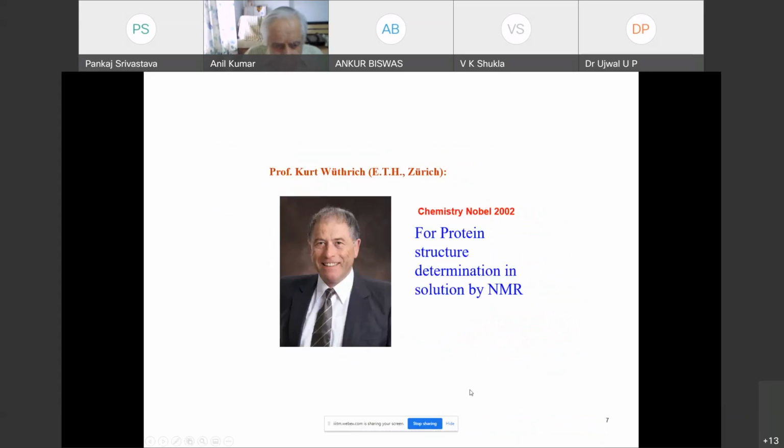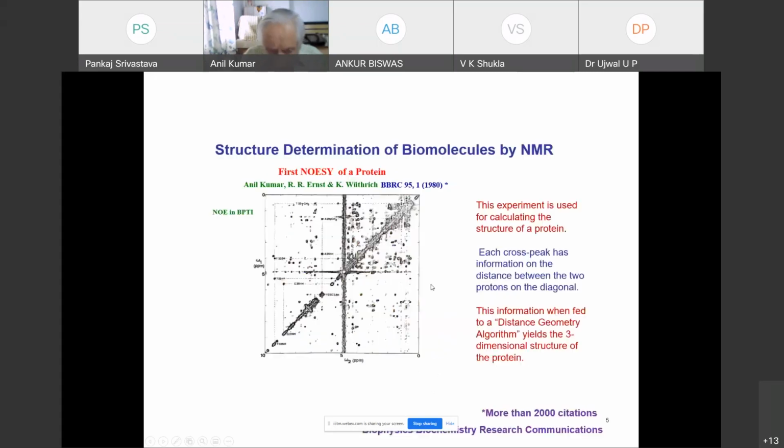Professor Kurt Wüthrich got the chemistry Nobel in 2002. Actually, it was expected these two people would share the Nobel Prize, but they didn't share it, and Ernst got it alone. Wüthrich shared it with two other people, but mainly he got the Nobel Prize for protein structure determination in solution by NMR. And as you can see from this slide, this paper has two Nobel Prize winners as co-authors.